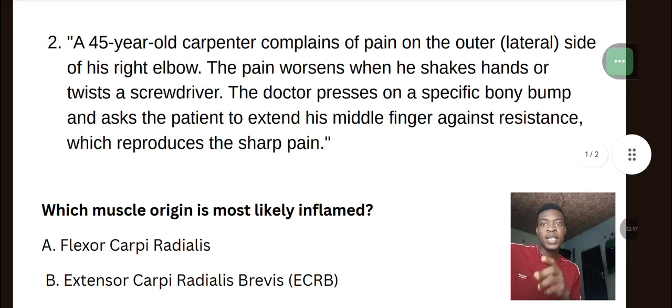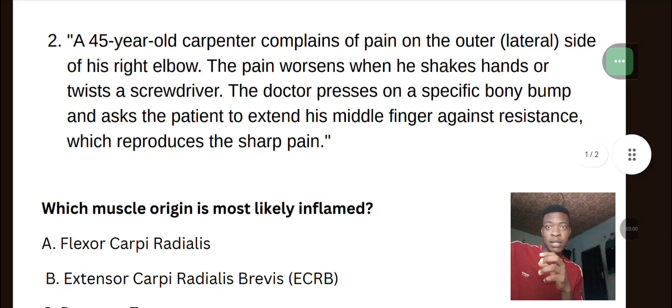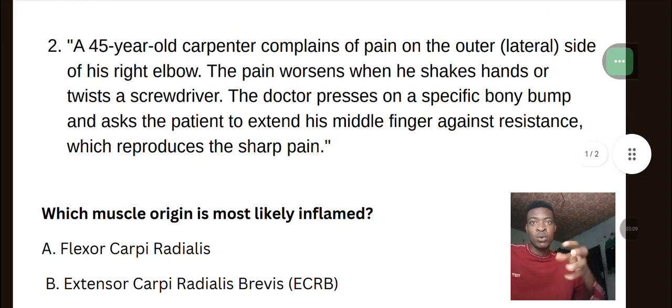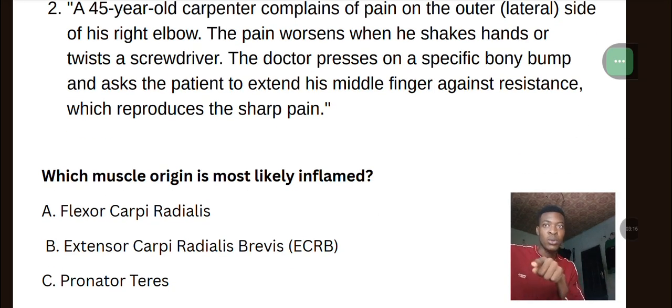That's the reason why, when you grip something, the muscle is being contracted or strained. That's why when he was shaking his hand or twisting the screwdriver, he felt that pain on the lateral side, because it is the extensor carpi radialis muscle. And how did the doctor want to know if it is truly the extensor carpi radialis muscle? He asked him to extend his middle finger because that is where it inserts. So the answer here is the extensor carpi radialis brevis, your ECRB.